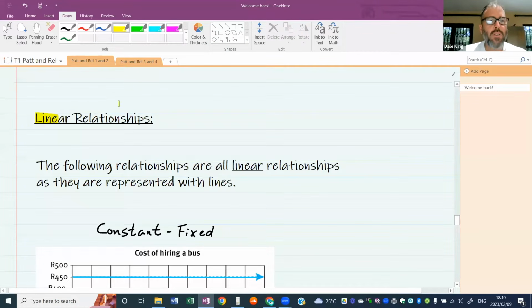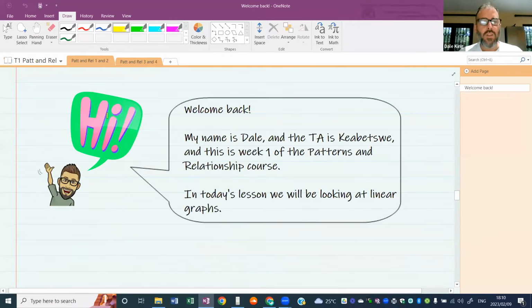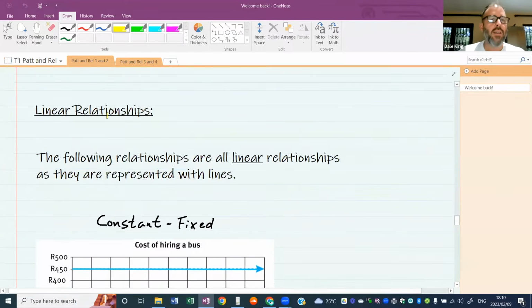These are line graphs. The word line is in the word linear, so we're going to see a lot of line graphs today. We're going to focus mostly on these graphs because a linear relationship easily shows us a relationship between two things, a dependent and an independent variable. So let's have a look at some linear relationships as they are represented with lines.